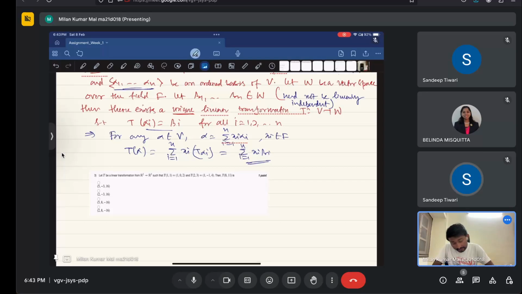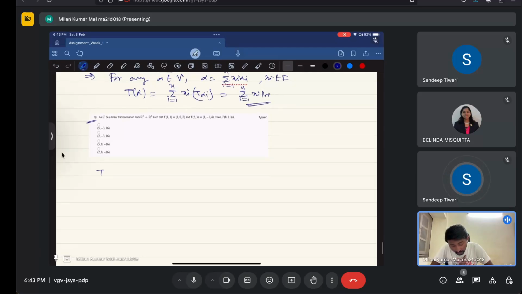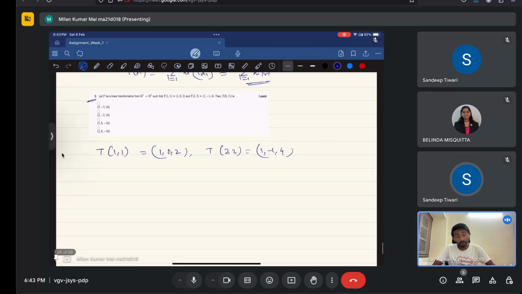This says, let T be a transformation from R2 to R3. Both of them are vector spaces over the field of real numbers R; they are not actually vector spaces over the complex numbers. It is given that T(1,1) = (1,0,2) and T(2,3) = (1,-1,4). Then it is asked to find T(8,11).